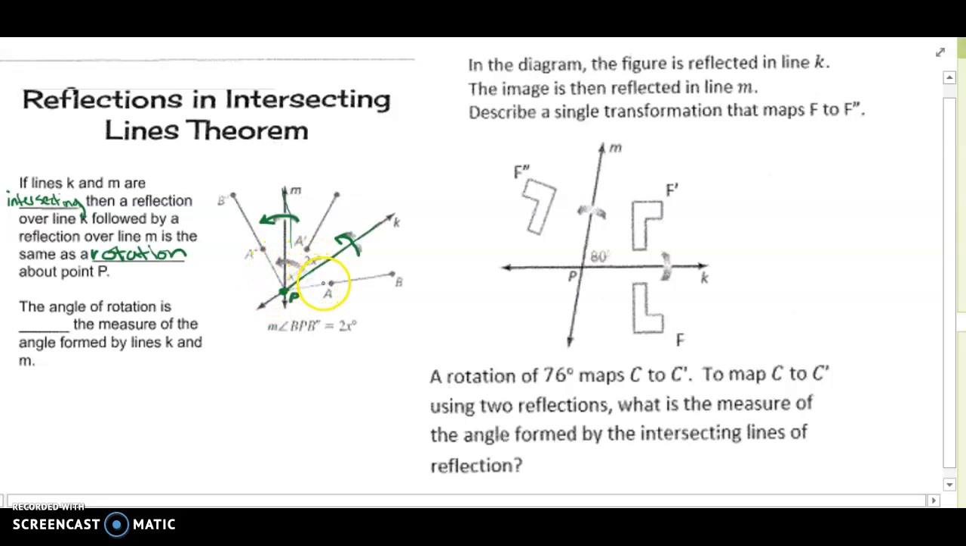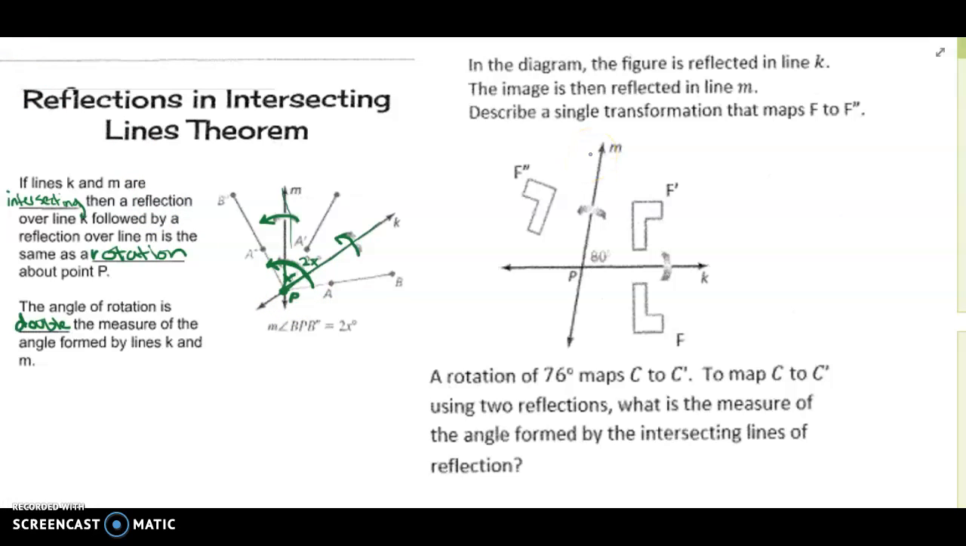Now I know the angle of rotation, so from here to here, is double the measure of the angle formed by the two intersecting lines. So if the two intersecting lines form angle K, the angle of rotation is 2 times that.